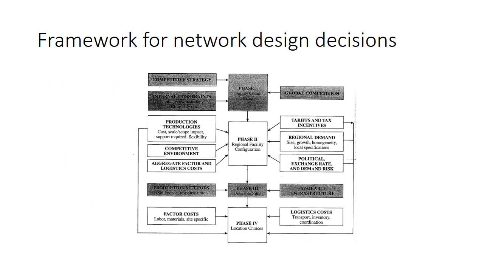This is a very important framework for you to understand. This framework tells you what is phase 1 for designing the network, what is phase 2, what is phase 3, and what is phase 4. So you see, the supply chain strategy is the first phase, and it gives input to phase 2, that is the regional facility configuration. And basically this phase 2 gives the input to phase 3, that is the desirable sites. And this phase 3 gives the input to phase 4, that is location choices. So you see, this is an interdependent chart.